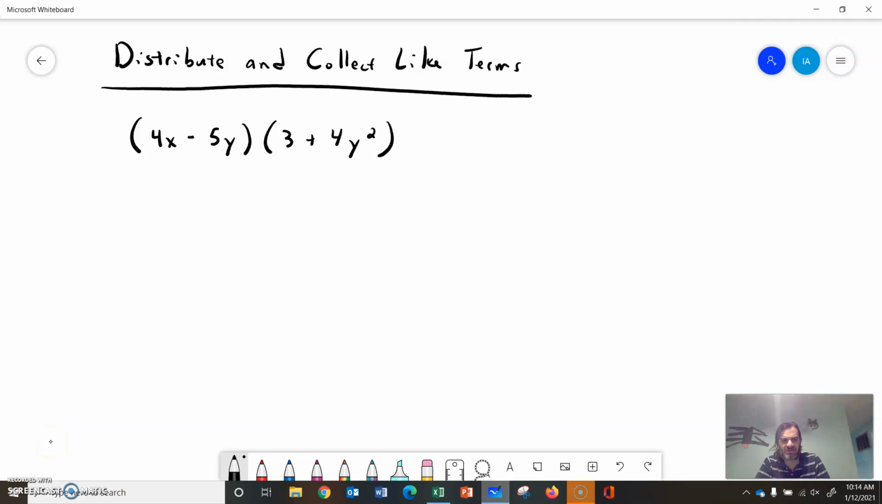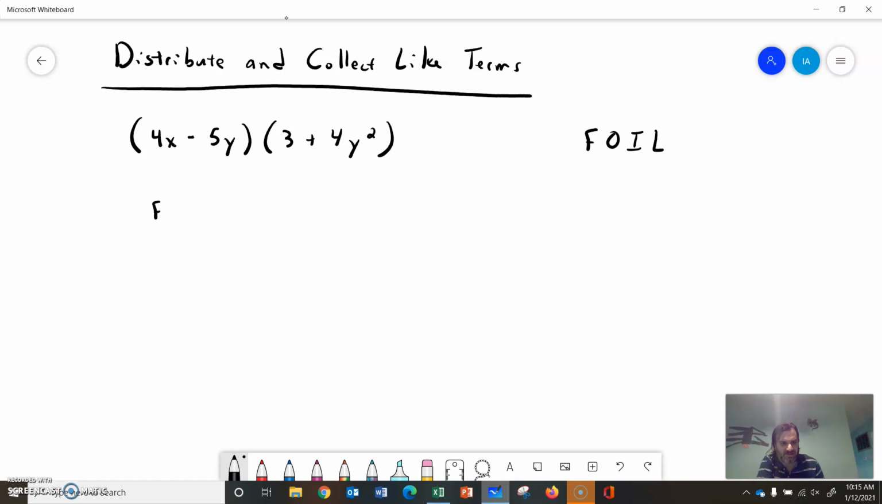Hey, we're going to distribute and collect like terms again. Here we have the expression (4x - 5y) times (3 + 4y²). Since this has four terms, a 2 by 2, we can use our FOIL, our first, outer, inner, last method. We could use the distributive property as well, but FOIL is a way to distribute if you have a 2 by 2. So what do we have?